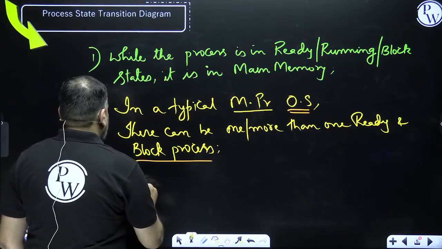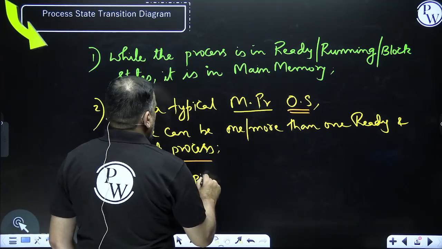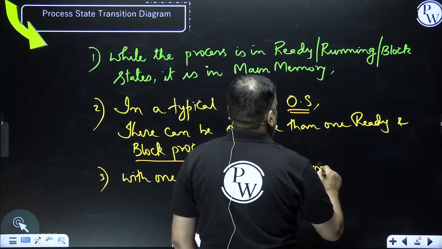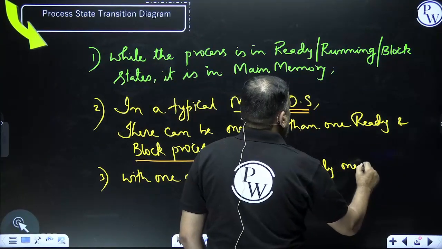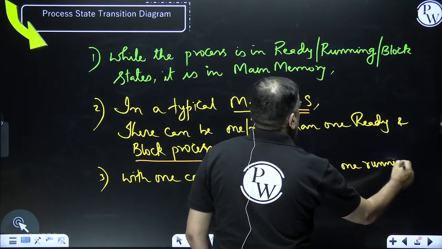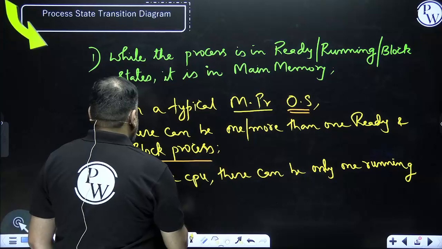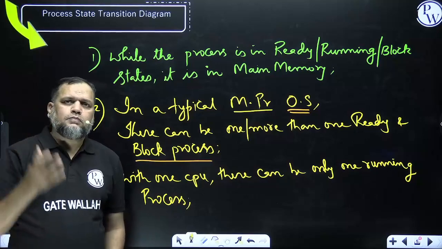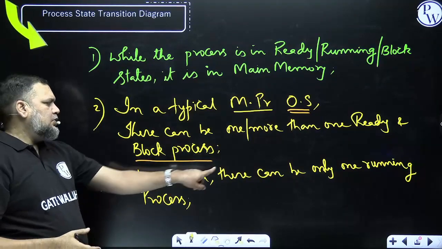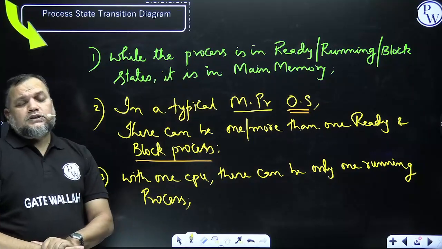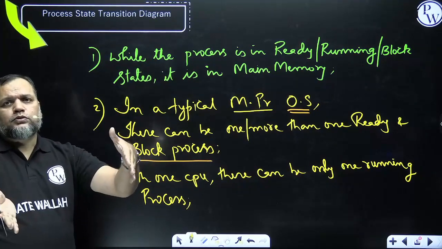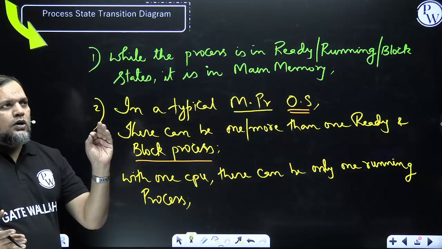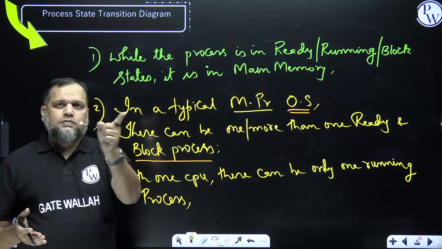With one CPU, there can be only one running process. Is it not? With one CPU, I cannot have more than one running process. One CPU can run one process. Suppose I have 3 CPUs, then definitely I can have 3 running processes, 3 maximum. The golden rule, the rule of thumb, is 1:1. One CPU can run one process.